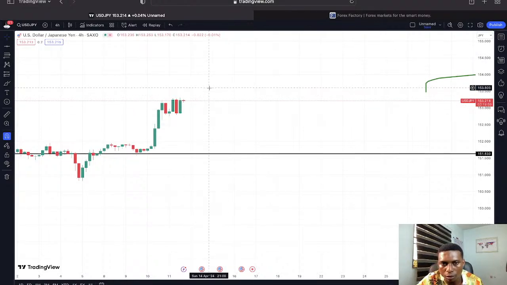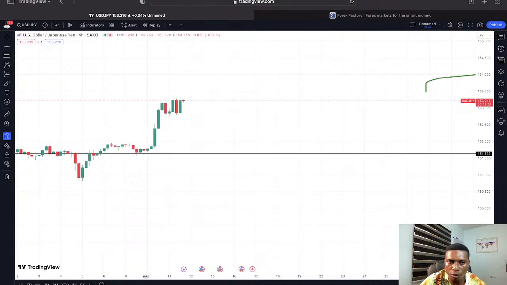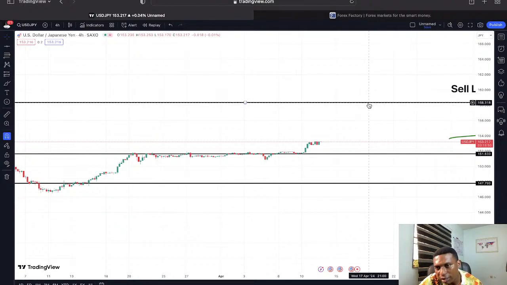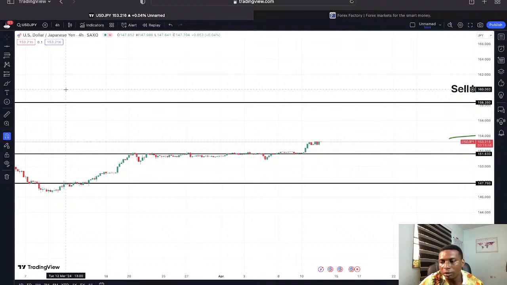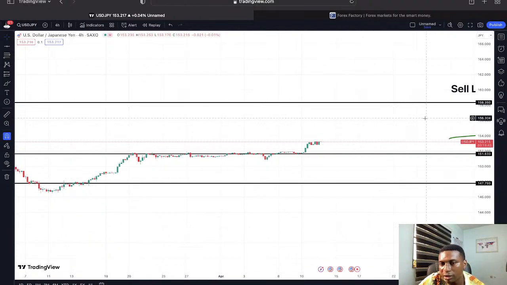So for USD JPY, we are looking to sell when price hits the 158 region. All right, and then sell triggers would begin to happen.